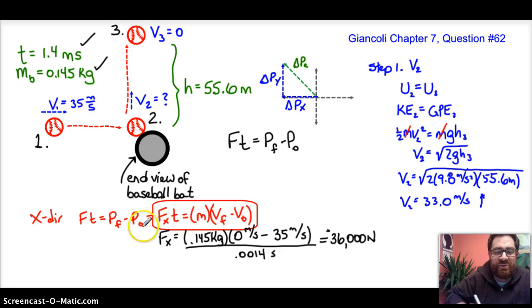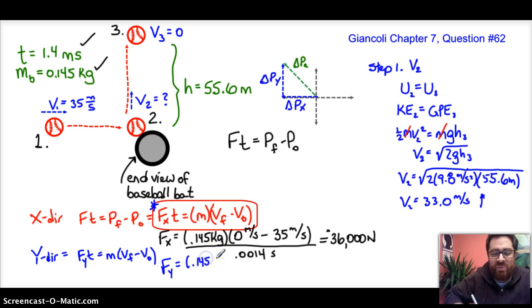All right, let's go ahead and now do the same thing in the y direction. In the y direction, I'm going to stick with this form of the impulse-momentum equation. F in the y direction times time is going to be equal to the mass of the baseball times v final in the y direction minus v initial in the y direction. Solving for F sub y, I'm going to get something similar, except the mass of the ball, of course, doesn't change, 0.145 kg. But then I need to put in the final velocity in the y direction.